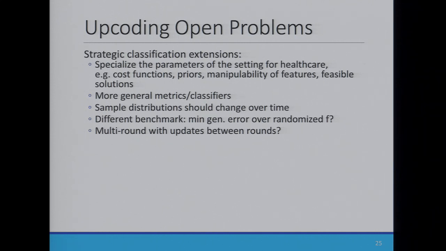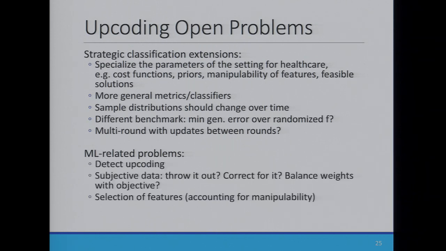Perhaps some of you have even looked at your medical data and found a weird diagnosis on it that a doctor just slapped on there. There are also all sorts of machine learning related problems here. For example, how to detect upcoding and tell that somebody's been upcoded. Or, as I said, some of the data is subjective. Some diagnoses are subjective, whereas others are objective. You do a blood test, if it's in this range, done. So how do you correct for the subjective data? Should you throw it out or correct for it? Should you balance it with the objective data using weights? What's the right way to deal with this? Another thing is just selection of features. Which features are you going to use to decide your subsidies? Okay, so these are upcoding related problems.